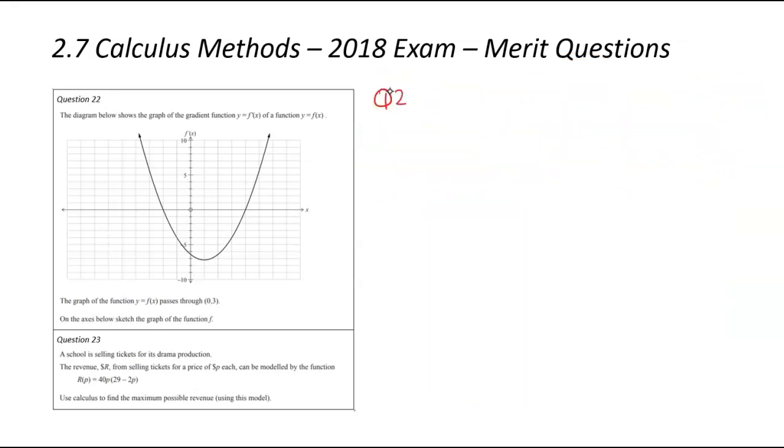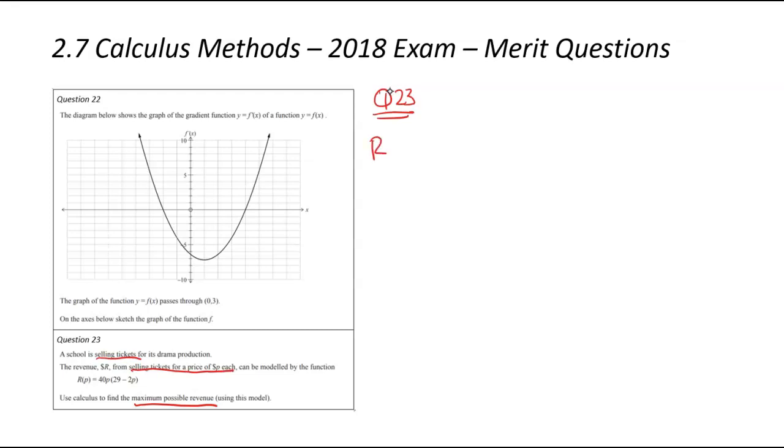We are now on to the very final question, the merit questions. Question 23 is the last question from the 2018 exam. We've been told that a school is selling tickets for a drama production. The revenue can be modeled by that equation. We've been asked to find the maximum possible revenue, and a reminder that the selling price is P.